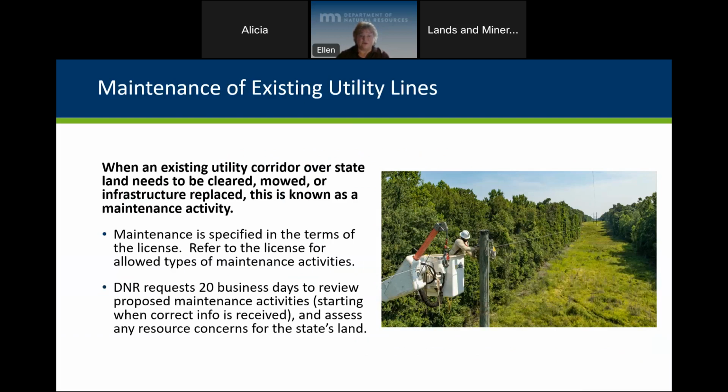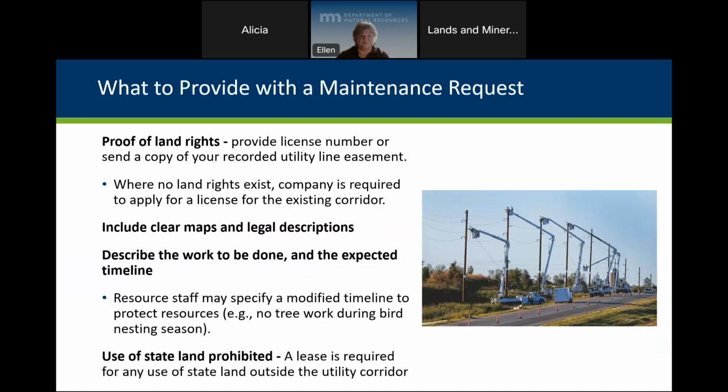The DNR requests 20 business days to review proposed maintenance activities, starting when the correct information is received, and assess any resource concerns for the state's land. We will need the proof of land rights. Please provide license number or send a copy of your recorded utility line easement. Where no land rights exist, the utility company is required to apply for a license for the existing corridor.